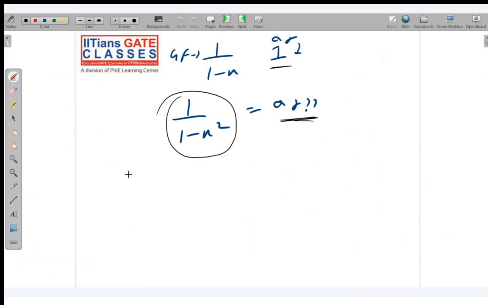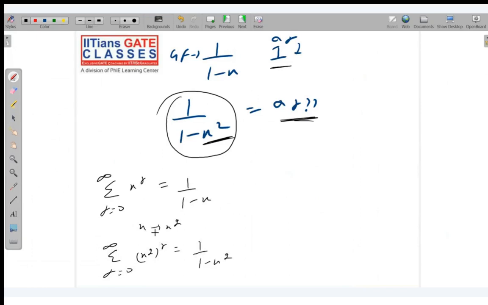We know only one thing: the sum over r equal to 0 to infinity of x power r is 1 upon 1 minus x. We want 1 minus x square. So what we have to do is replace x by x square. So what we will get: the sum over r equal to 0 to infinity of x square power r is 1 upon 1 minus x square. By the way, why am I able to replace x by x square? Because both these are equal.